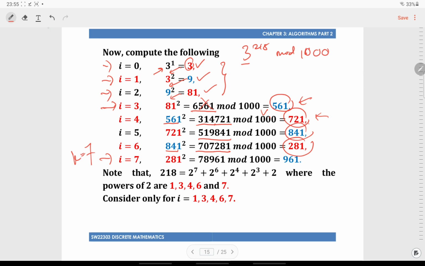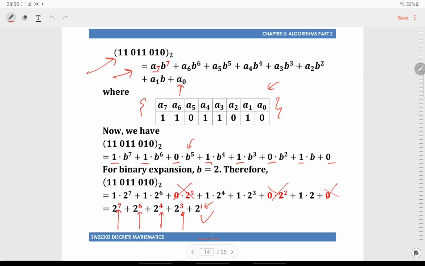The final step is i equal to 7. So we have 281 squared. The value exceeds 1000, so we reduce mod 1000. The outcome is 691. So we stop at i equal to 7 because our value k is equal to 7. Next, in the next step and the previous step, we consider the exponent values of 2, right?